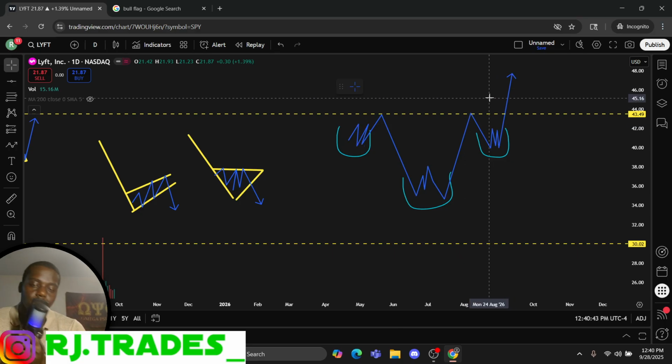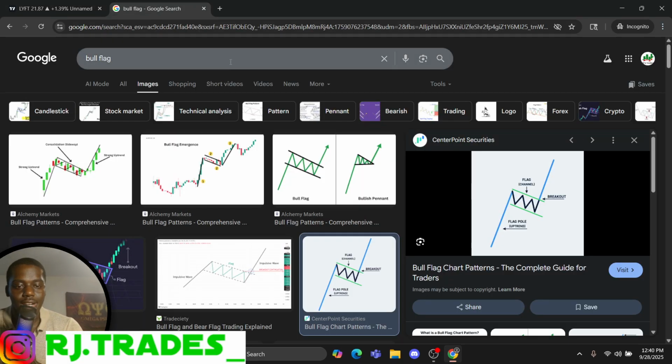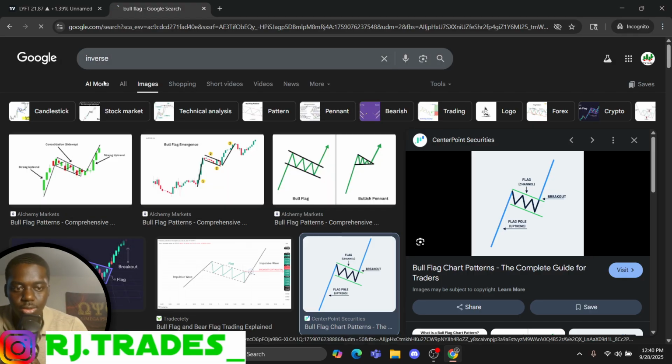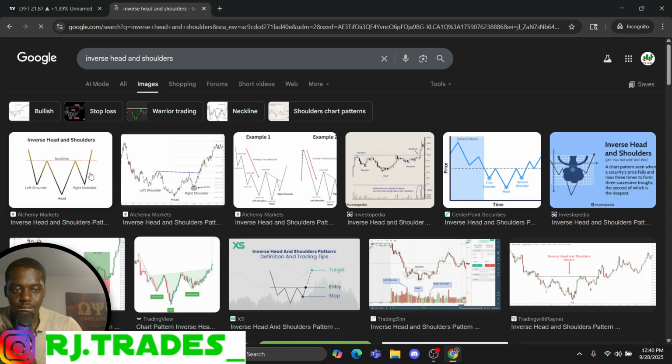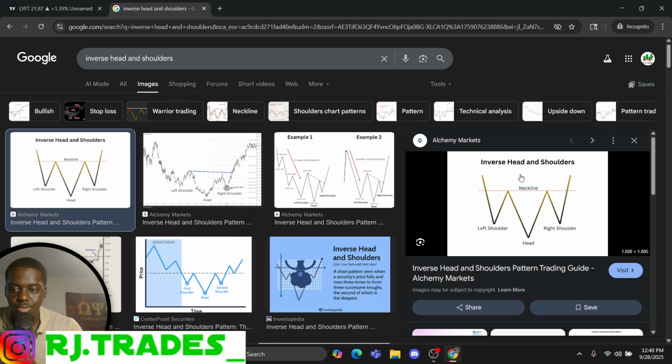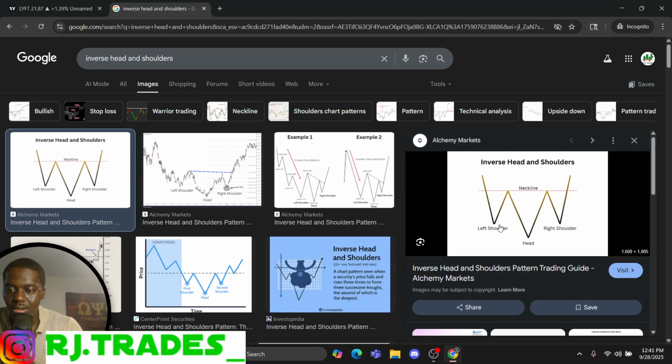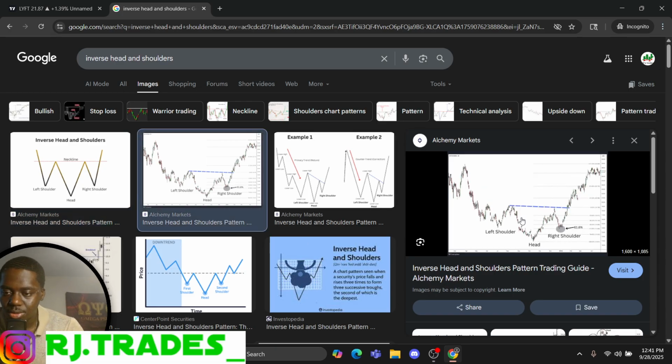All right, you want to see a live example? Let me show you guys so I'm not lying here first. Inverse head and shoulders. Look at that. What did I just draw for you? Right here, inverse head and shoulders. Left shoulder, right shoulder, head, neckline, breakout. All right, here's another one. Left shoulder, right shoulder, head, neckline that acts as a resistance, breakout.